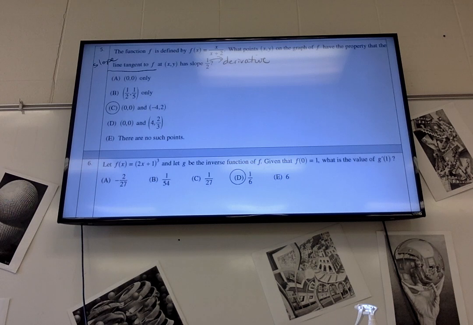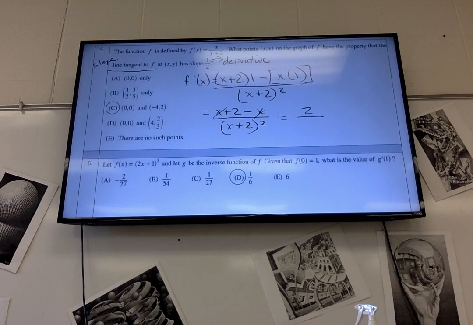So we take the derivative of f of x. So f prime of x, we're going to have to use the quotient rule. So low d high minus high d low, square the bottom, and away we go. And then it becomes x plus 2 minus x over x plus 2 squared. X minus x goes away. So that's just 2 over x plus 2 squared.